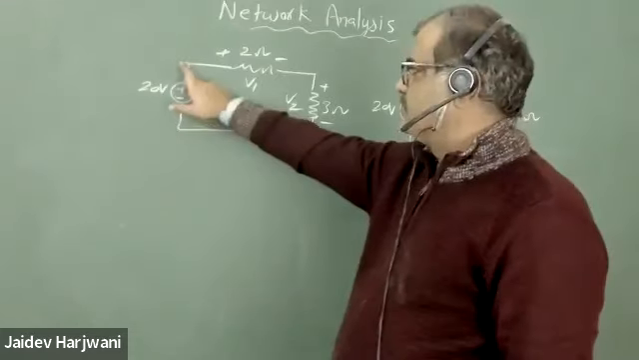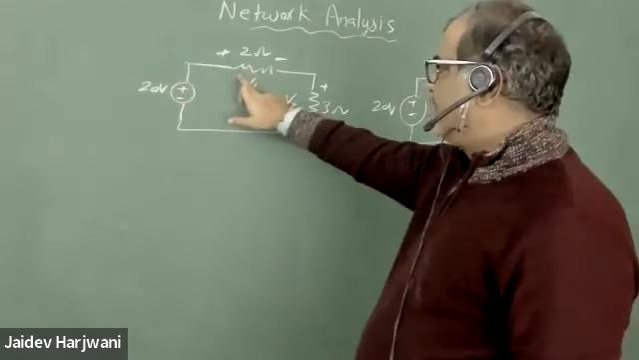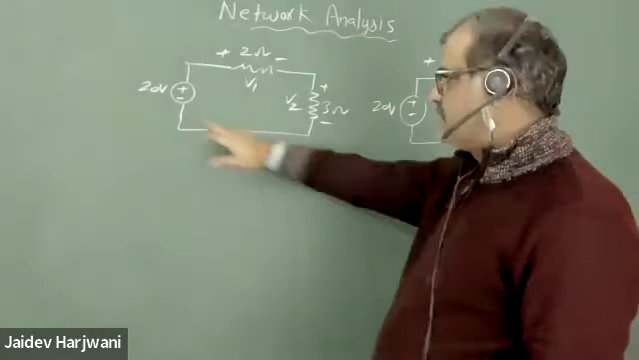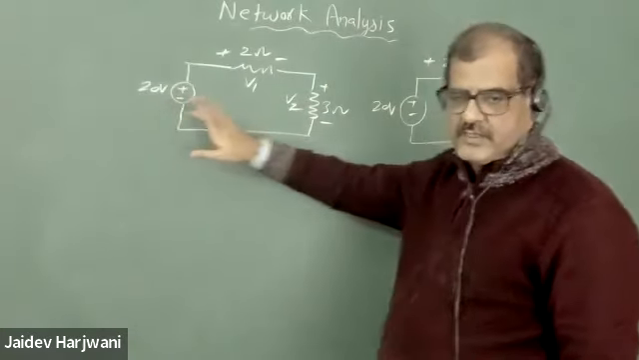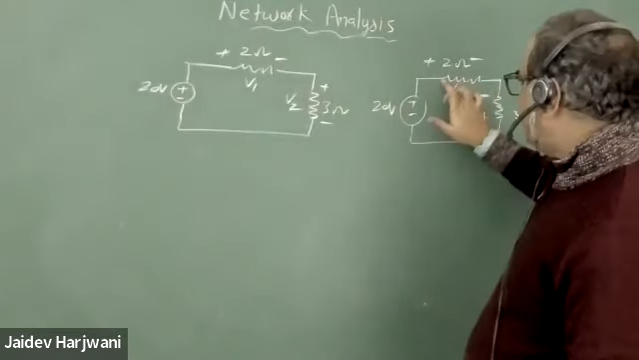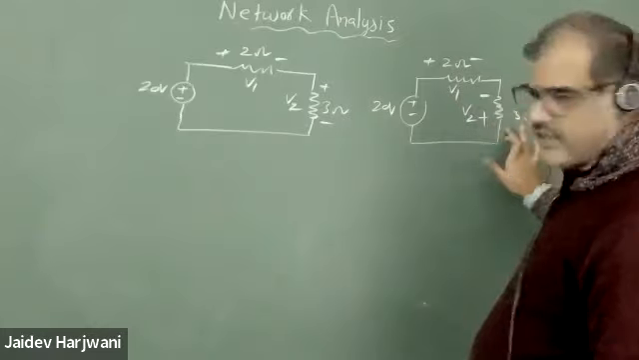This is 20 volts. Some drop will come, then again a drop will come, and then you finally get zero voltage, which is connected to the battery. Similarly here the current is flowing. So this is always higher potential, lower potential, higher potential, lower potential.